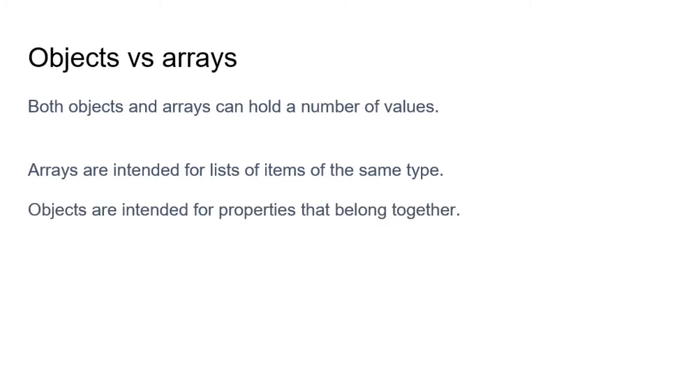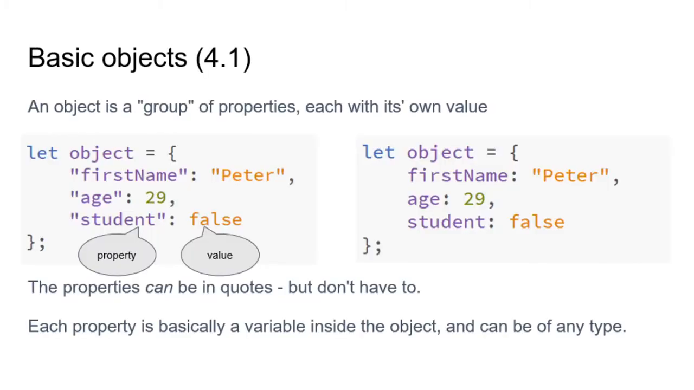Objects, on the other hand, are intended for properties that belong together. Like in our previous example here, we have a name, an age, and a student state. And these are not of the same type, but they belong together.